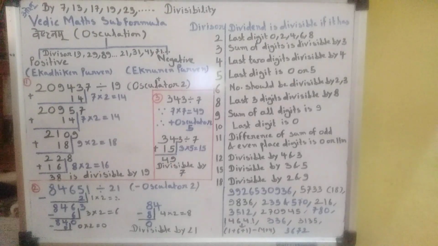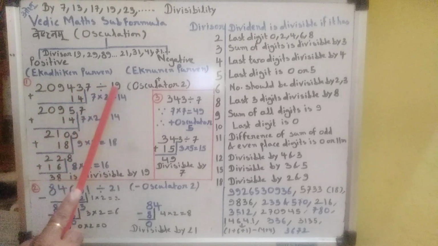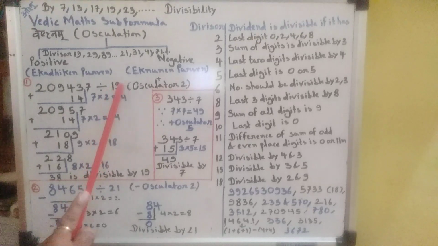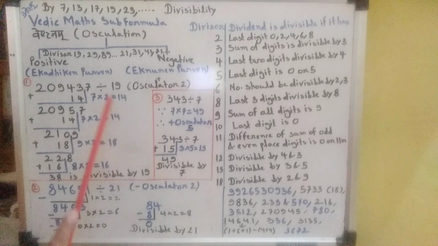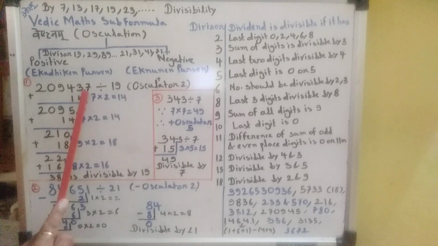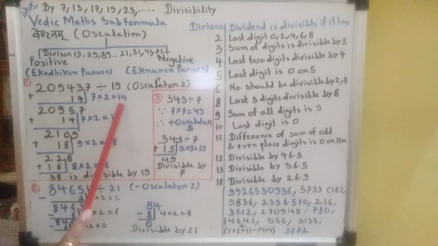We take one example. 209347 divided by 19. First of all, we find the osculator. Here the osculator is 1 plus 1, 2. Or there is one more method to find the osculator. 19 plus 1 is 20. If we add 1 to this divisor 19, we get 20. We drop 0, then only 2 will remain. It will be the positive osculator here. Now we simply multiply the last digit of the dividend by the positive osculator, like 7 into 2 is 14.